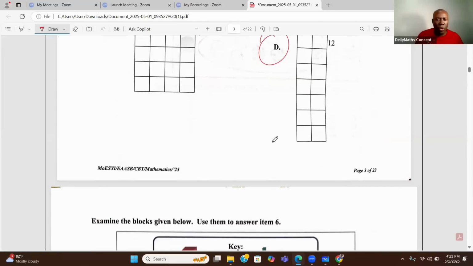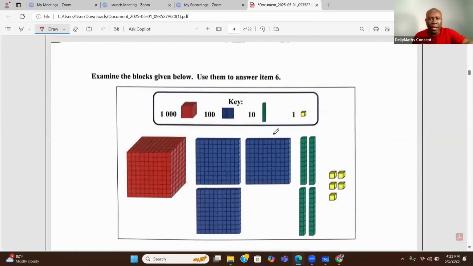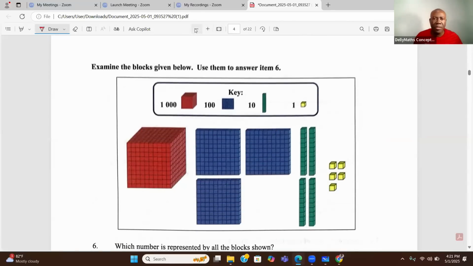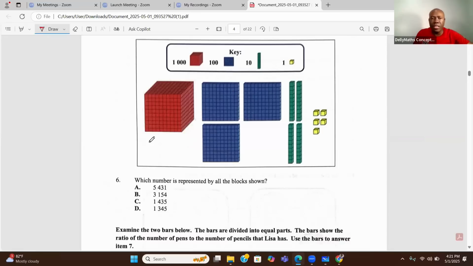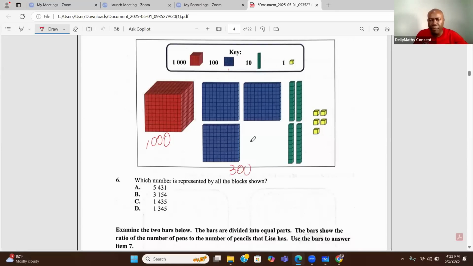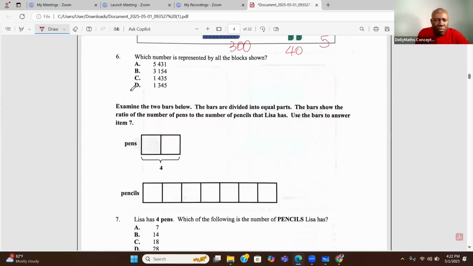Let us get to question 6, I believe. Item 6 says, examine the blocks given, use it to answer. So we're looking at the key here. We're seeing that this is 1,000 here. These are hundreds, and I'm looking at 3 of them. So this is 300. These are tens, and it's 4, so it's 45. 1,345 is my total, and that is D.